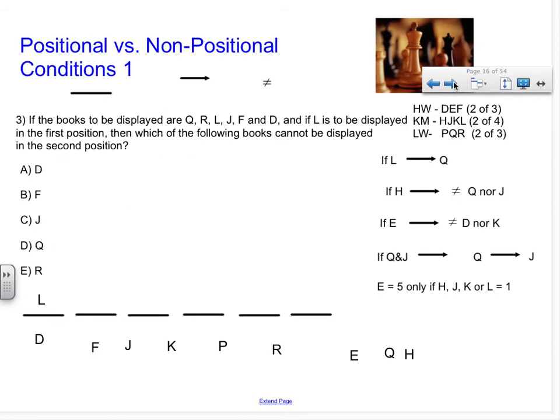Please take a moment to read through question 3. Press pause, and when you are ready to continue, press play.